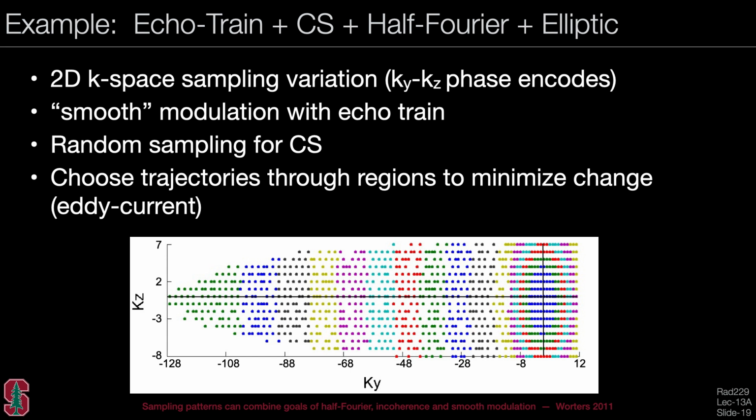The different colors represent different echoes of a spin echo train. We have a smooth modulation because we're basically keeping points on the same echo number close by. We have randomized sampling for compressed sensing, so we're randomly selecting samples in each region. Then we're choosing trajectories through these regions to minimize the change in the gradients so that we reduce eddy currents. So a number of factors here try to keep the signal smooth across k-space so that the modulation effects have minimal impact on the image quality.